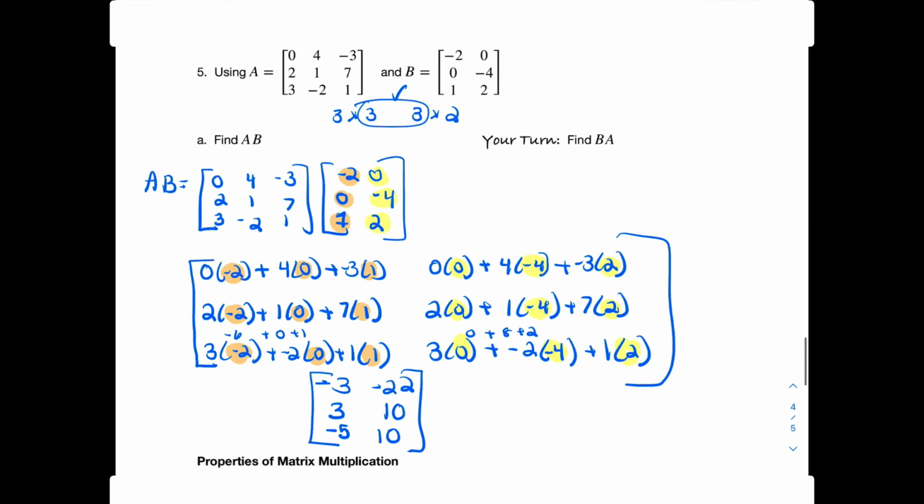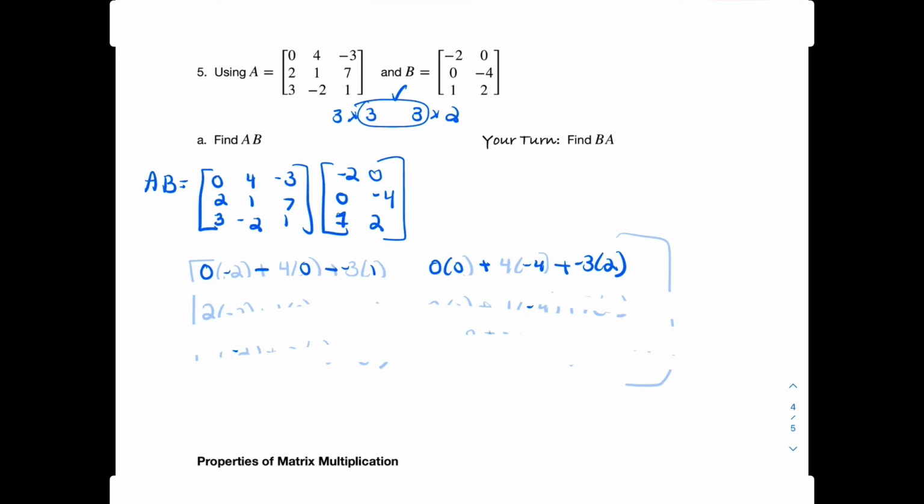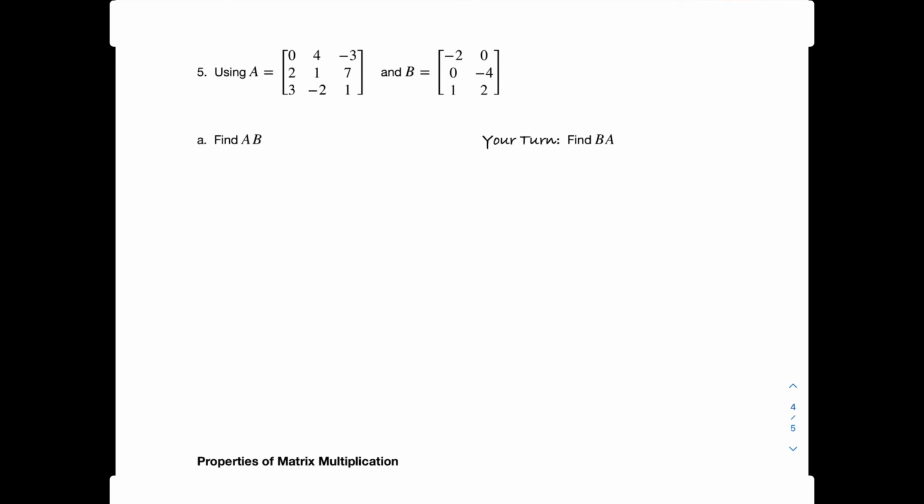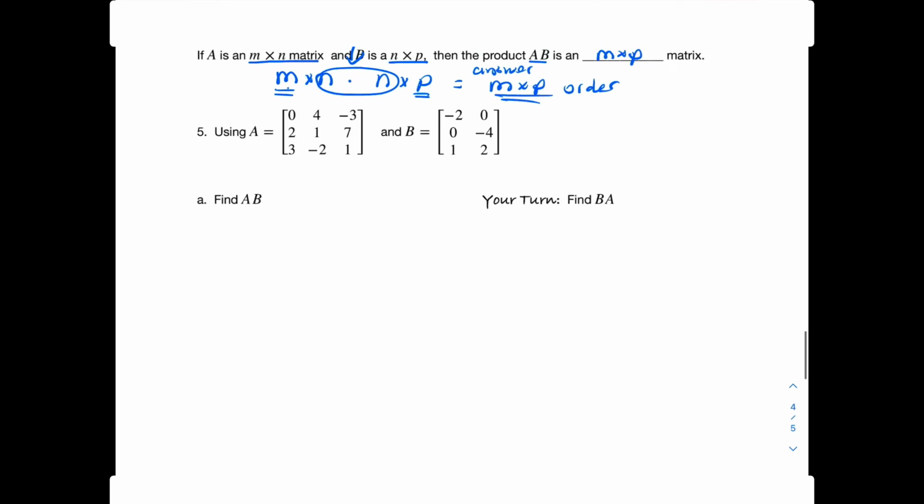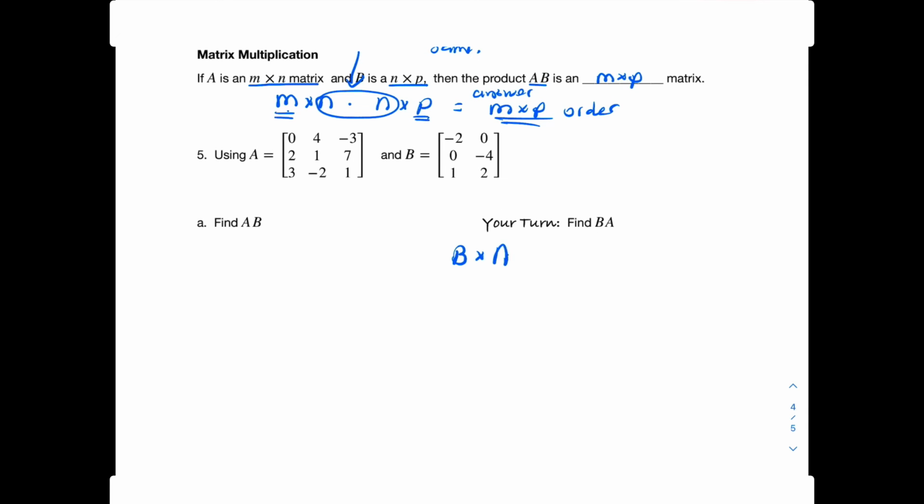Okay, now I want you to try multiplying B times A. So remember, the first thing you want to do is check the order of your matrices, B times A. Matrix B is a 3 by 2 matrix. Matrix A is a 3 by 3 matrix. So 2 and 3 are not the same, so I cannot multiply these together. Done.